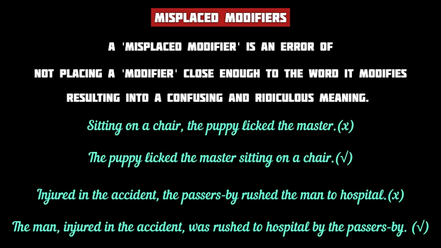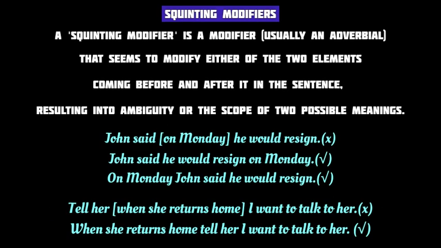In the next example also, the modifier injured in the accident has been wrongly placed before the subject the passers-by. So it seems that the passers-by were injured in the accident. So we have to restructure this sentence by placing the modifier injured in the accident immediately after its subject of reference, the man. Now it's clear that a certain man was injured in the accident and was rushed to hospital by the passers-by. So make sure that you place the modifier close enough to its subject of reference in the sentence. What about squinting modifiers?